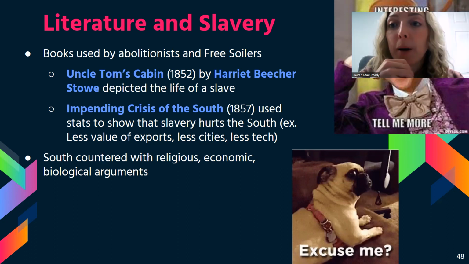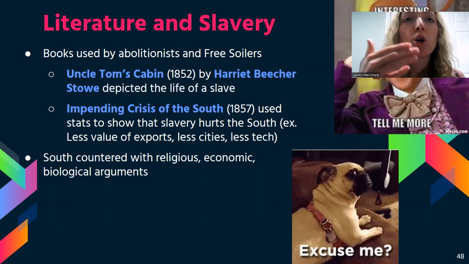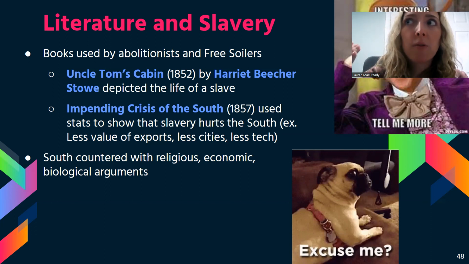But the second book, The Impending Crisis of the South, takes an alternative approach. They go at it from an economic perspective. This author is basically using statistics and analytics to talk about how the Southern economy has been crippled because of their dependency on slaves, and how their transportation networks are underdeveloped, and they lack urbanization, and population growth is stagnant, and they don't have as much technology, and just how their trajectory, if they keep on this, is terrible, that their economy is going to suffer.